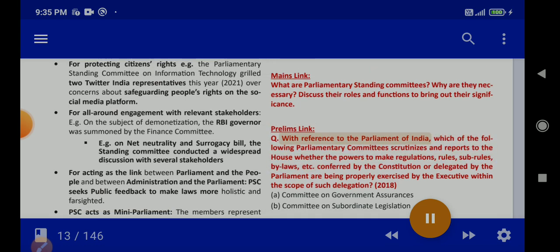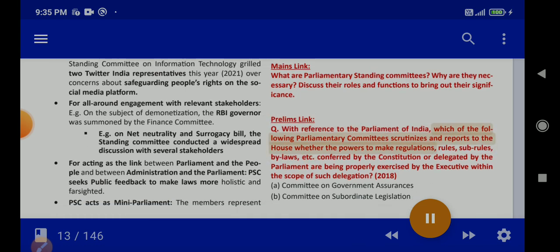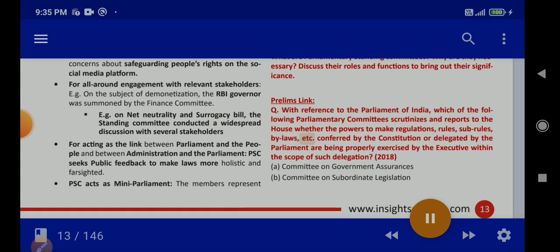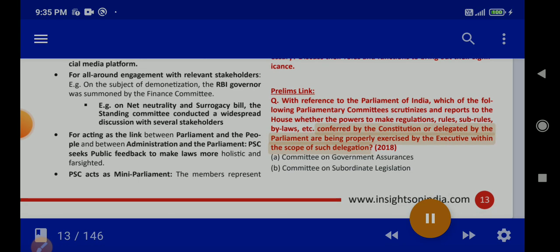With reference to the Parliament of India, which of the following parliamentary committees scrutinizes and reports to the House whether the powers to make regulations, rules, sub-rules, bylaws, etc. conferred by the Constitution or delegated by the Parliament are being properly exercised by the Executive within the scope of such delegation.